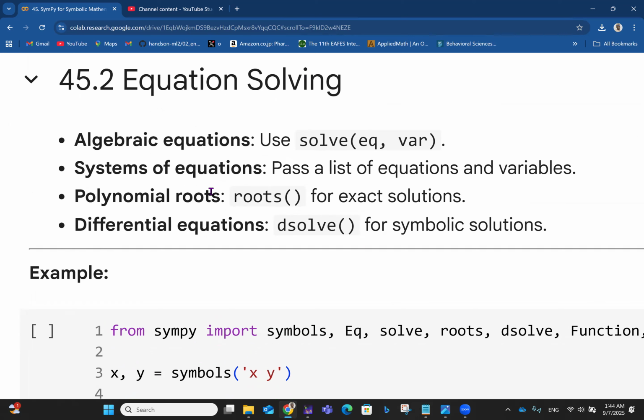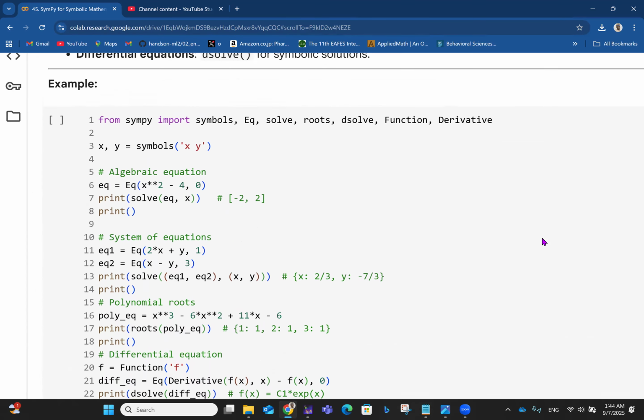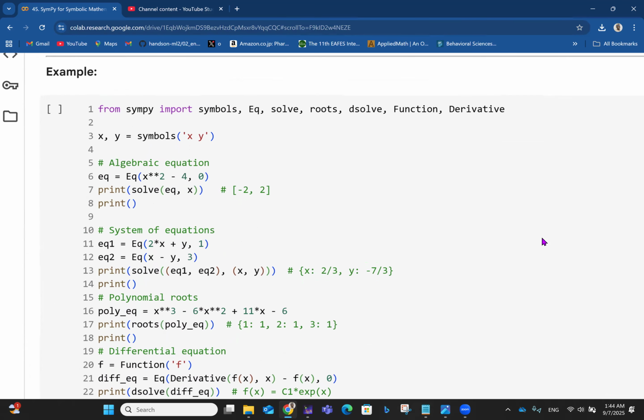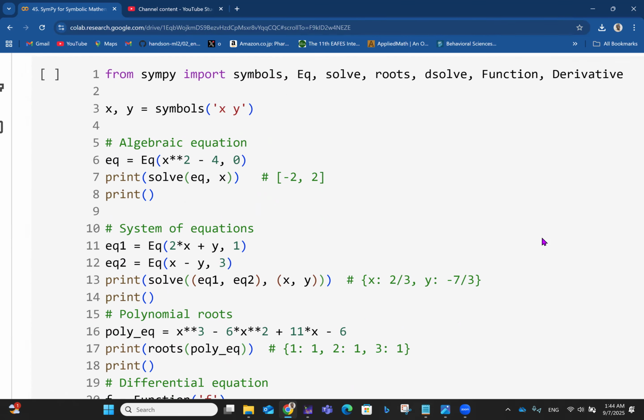Then you have polynomial roots, where you have the roots function for exact solutions. Then you have differential equations, like you have dsolve for symbolic solutions. Okay, so an example of that would be what we have right here. Let me expand it as much as I can. So we have this now.